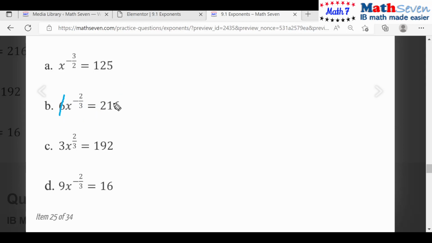You can take the 6 and the 6 out first. It's better. So this will become x to the power of minus 2 over 3 equals 36. Now you can raise both of them to the power. But before we do that, let's write 36 as 6 squared. So this will become x to the power of minus 2 over 3 equals 6 squared.